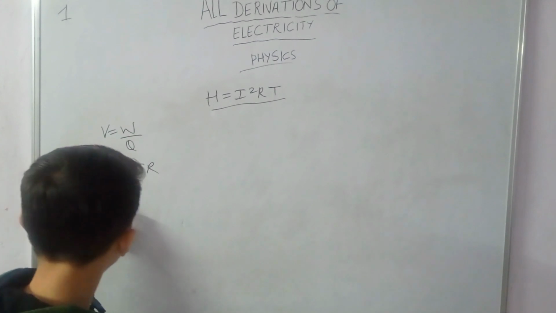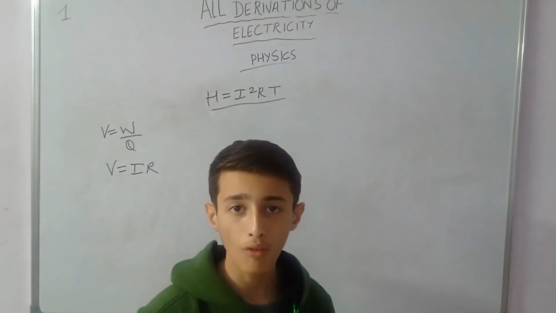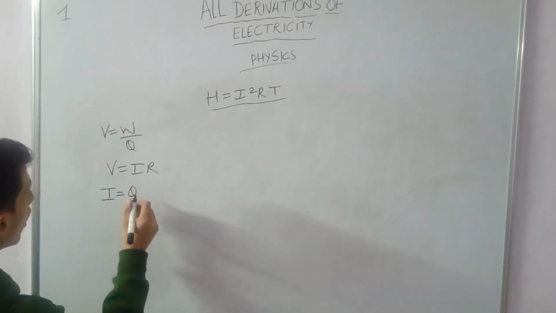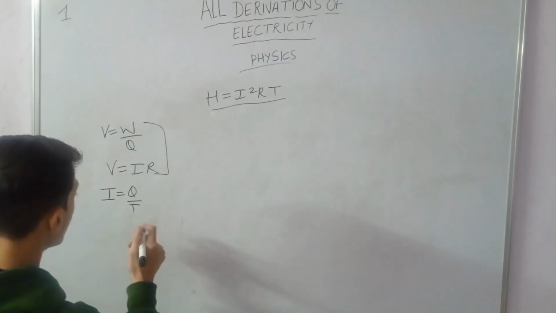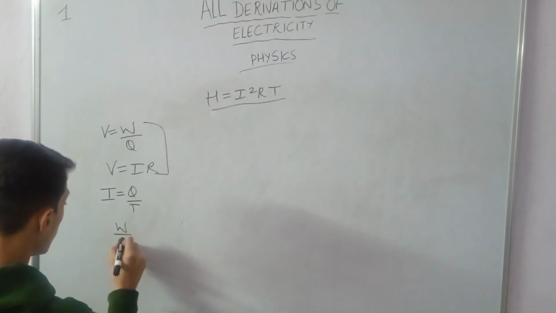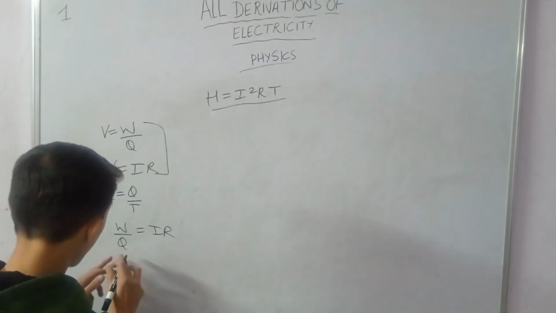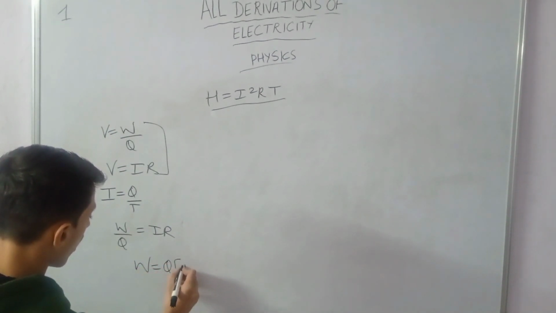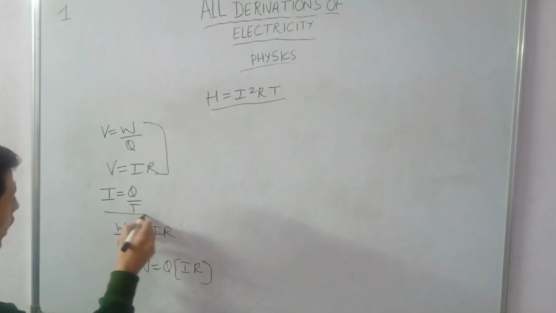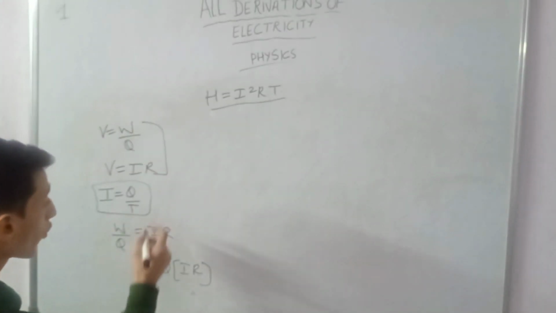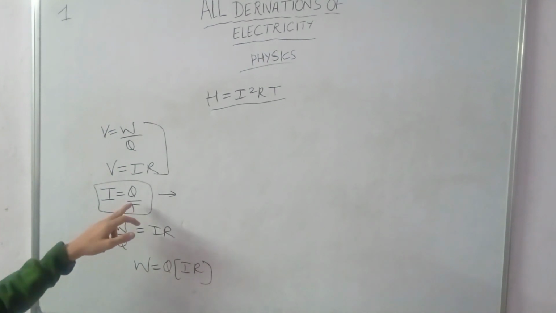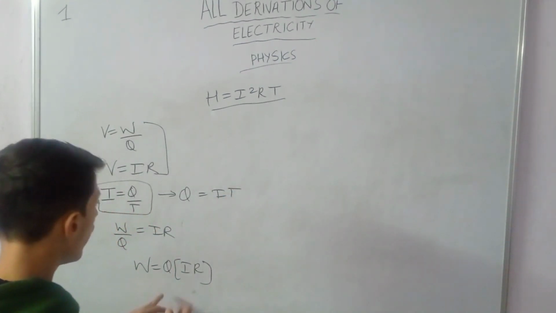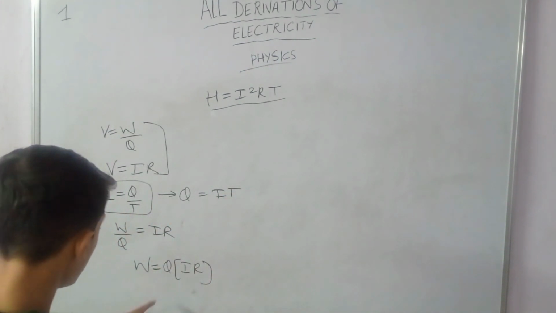Now we know what current is. Current is the rate of flow of charges, and the formula of electric current is I equals Q upon T. If I combine these two formulas, it becomes W upon Q equals IR. Then I will take Q to the right side, so the formula becomes W equals Q IR. From the current formula I will find the value of charge, that is Q equals IT. Now I will put the value of IT in this equation.